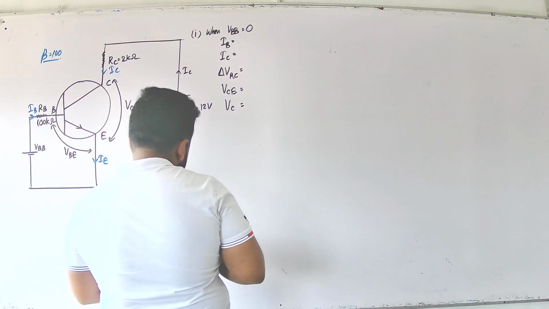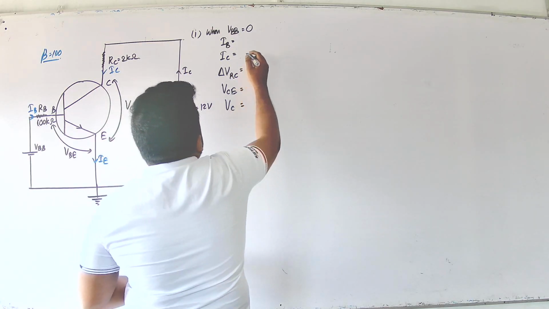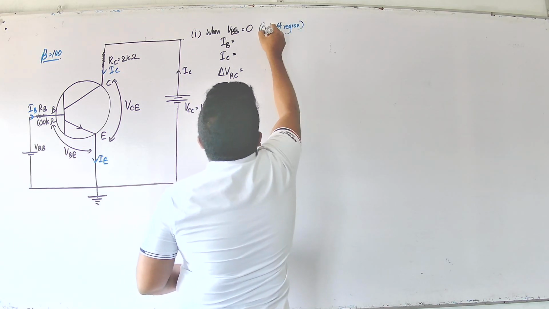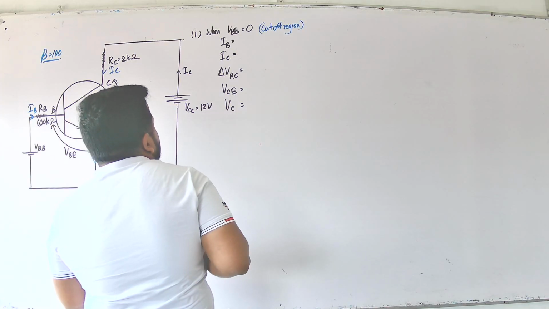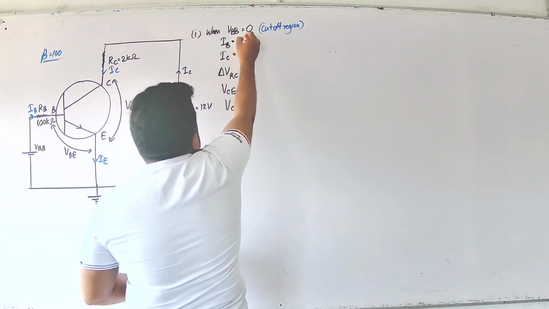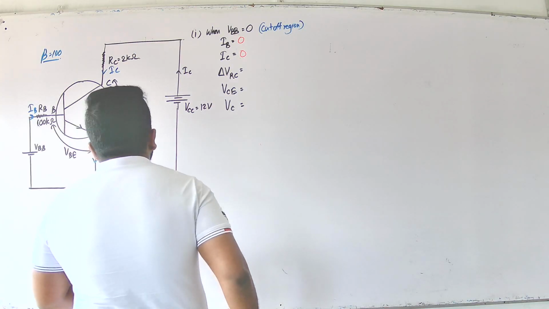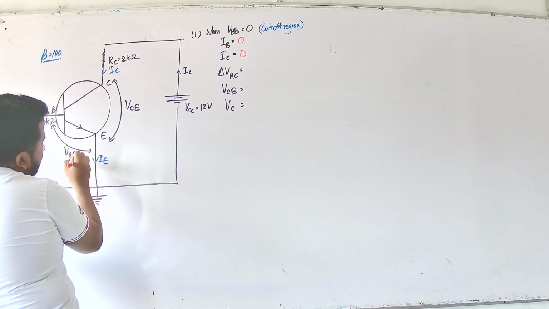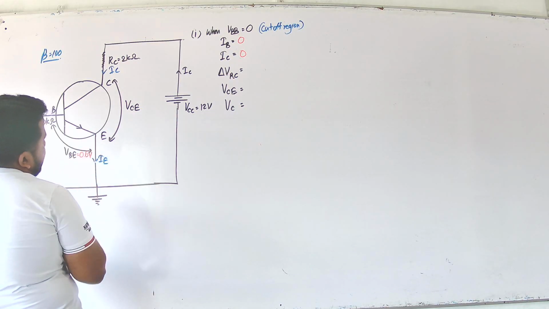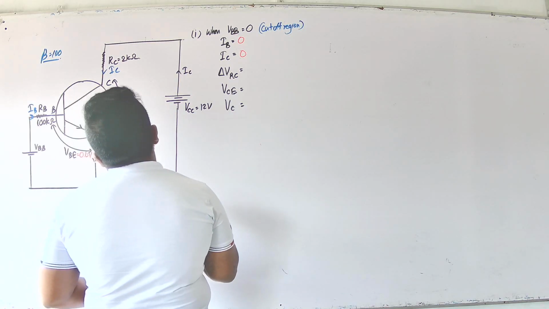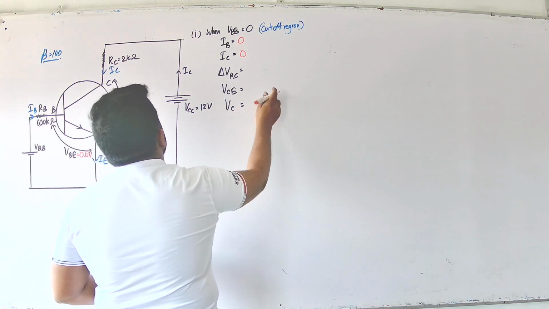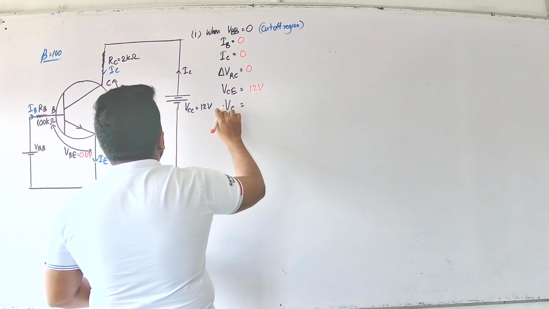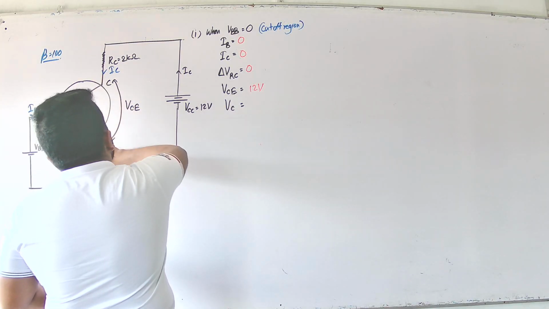Why? This is in the cutoff region. Therefore, IB equals 0 and IC equals 0. There is nothing, not even small bias; at least 0.7 would be needed. Let's take VBE as 0.6 volts. So even when VBB is 0, the voltage across RC equals 0, and VCE equals 12 volts. VC is 12, this is 0.